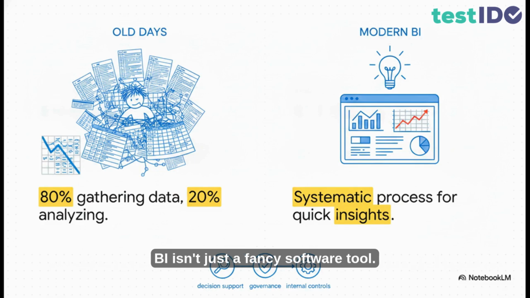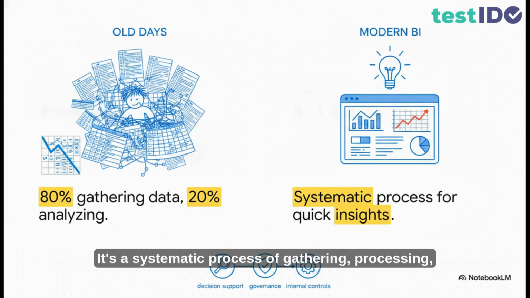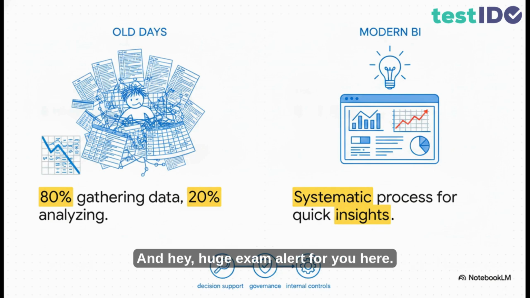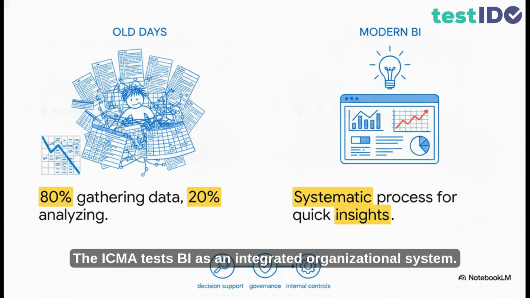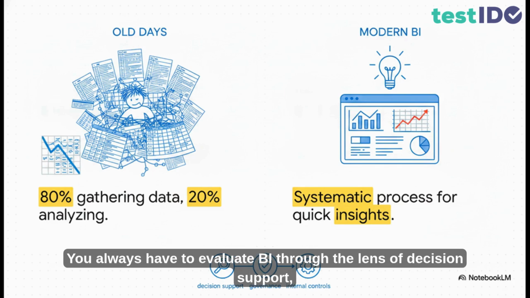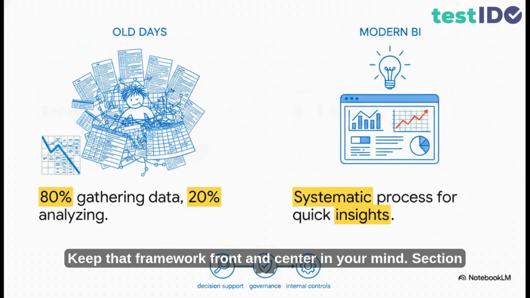BI isn't just a fancy software tool. It's a systematic process of gathering, processing, and presenting data so leaders can make informed decisions fast. And hey, huge exam alert for you here. The ICMA tests BI as an integrated organizational system. You always have to evaluate BI through the lens of decision support, data governance, and internal controls. Keep that framework front and center in your mind.